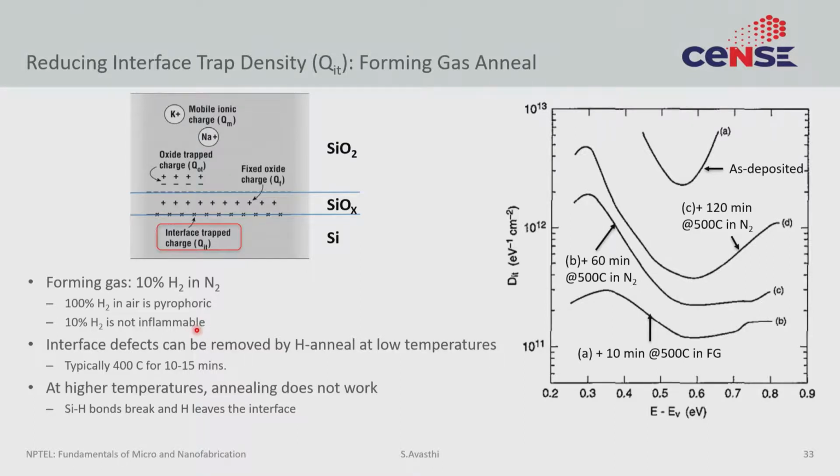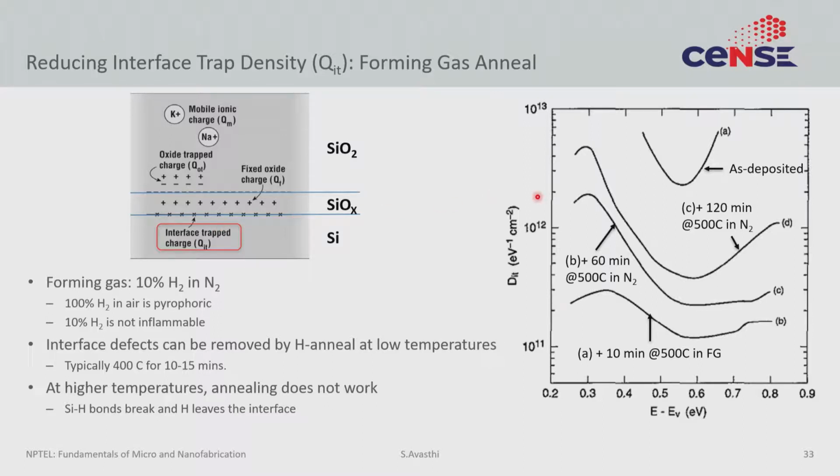So what does forming gas do? The active component here is hydrogen. So the hydrogen diffuses through the oxide, gets to the interface, reacts with these silicon dangling bonds, and forms a silicon-hydrogen bond. That silicon-hydrogen bond is passivating and very strong, and that is what removes the unsatisfied valency and hence removes the defect. So that's the simple mechanism.